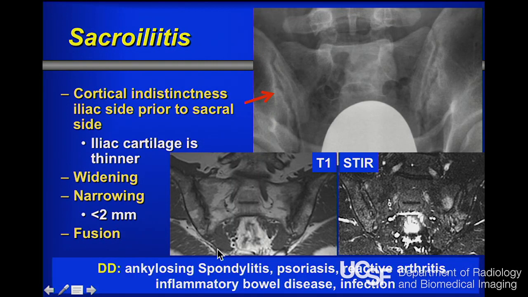Also, keep in mind the differential diagnosis. We see sacroiliitis not only with ankylosing spondylitis, we also see it with psoriasis, with reactive arthritis, with inflammatory bowel disease, and with infection.